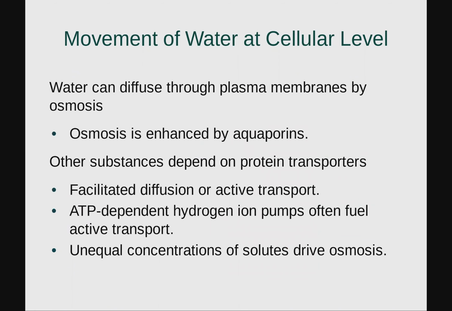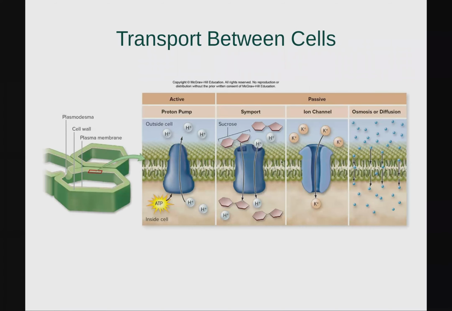Now, movement of water at the cellular level basically tells us that water moves relatively easily. As you probably know, water diffuses through plasma membranes by osmosis, which can be enhanced by proteins called aquaporins. Other substances also depend on transporters, so movement of other things in the vascular system. Things can be moved from inside to outside of a cell or vice versa via facilitated diffusion, or what we call active transport. They can also be moved by ATP powered hydrogen pumps or unequal concentrations used to drive osmosis. And this is how we transport things between cells.